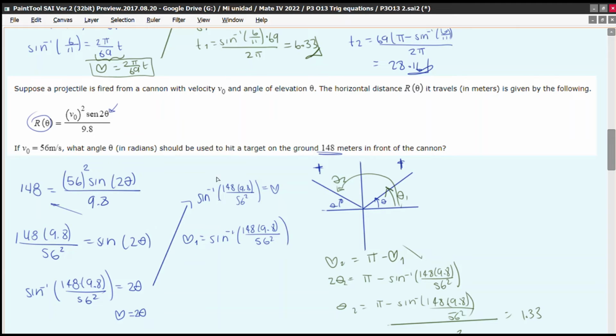And for this thing, I have, again, my heart is actually 2 theta. So 2 theta is sine inverse of 148 times 9.8 over 56 squared. And if I want to solve for theta, I have to divide everything over 2.